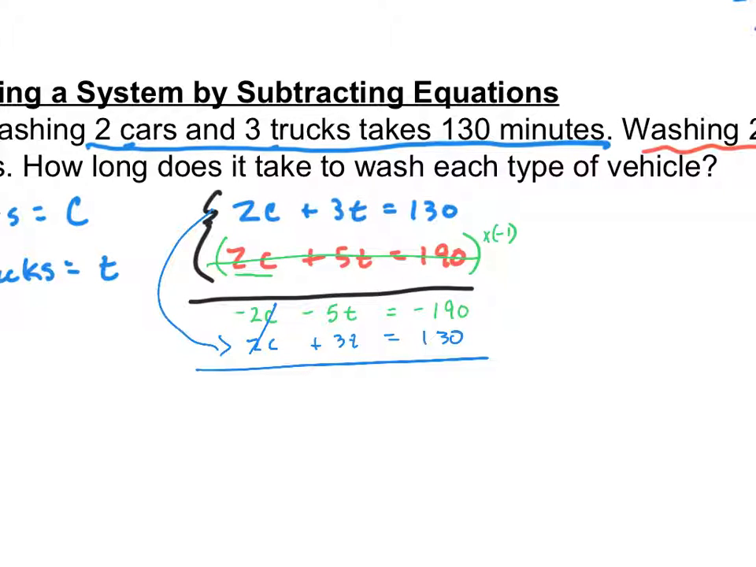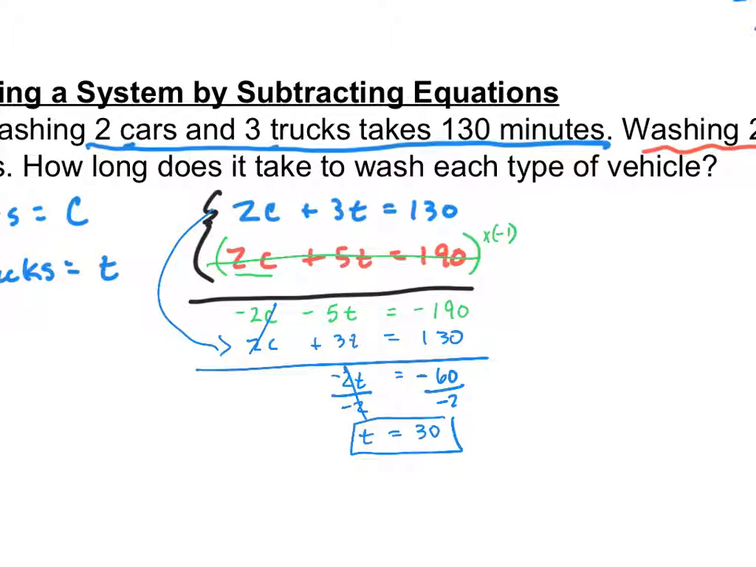I'm going to have -5T plus 3T is going to be -2T, and that is going to be equal to -190 plus 130, so it's going to be -60. Go ahead and divide both sides by the coefficient over here, and T is going to be equal to 30. So it looks like in context, trucks take 30 minutes to wash.